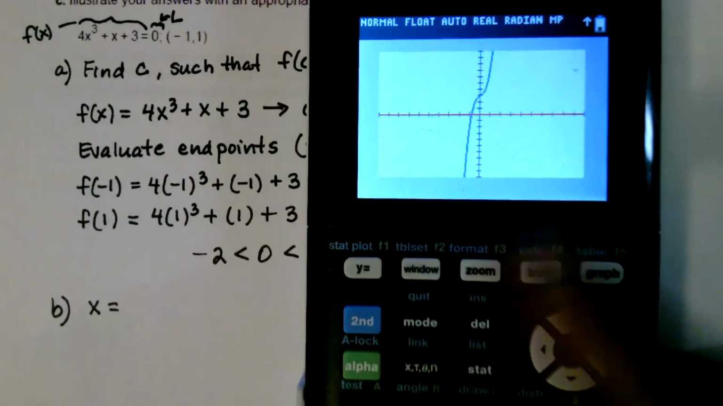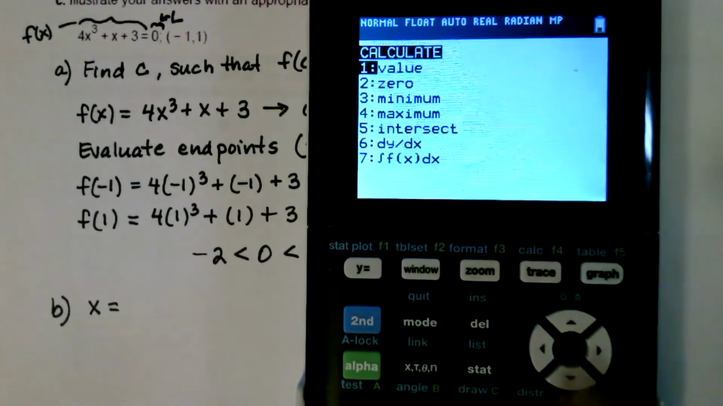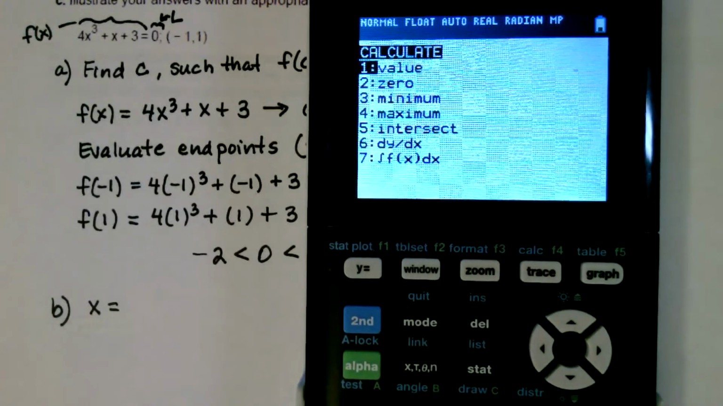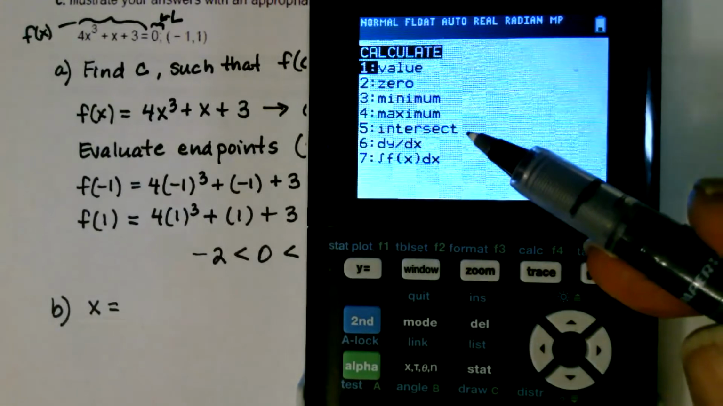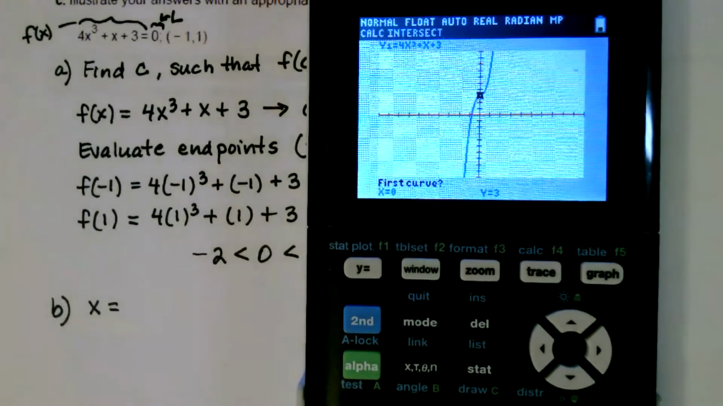So in this case, let me do second and trace to go to the calculate menu. The one I want to select is the intersect menu. So I'm going to select number 5 because I want to find out where those points intersect. And this is what I'm going to do.